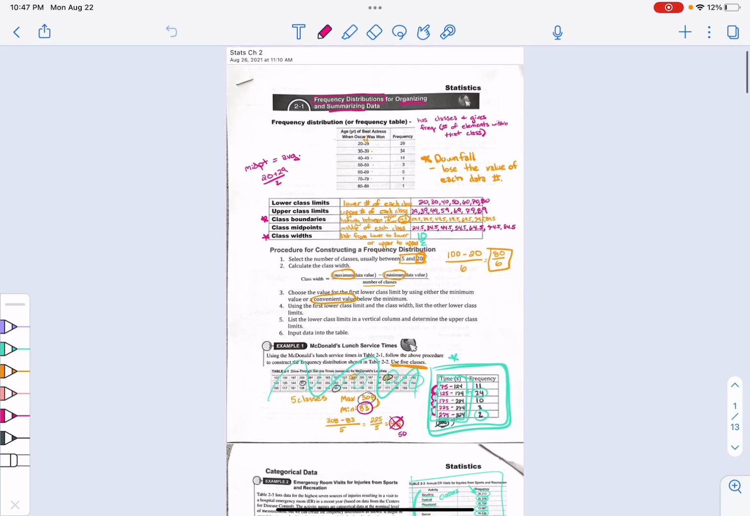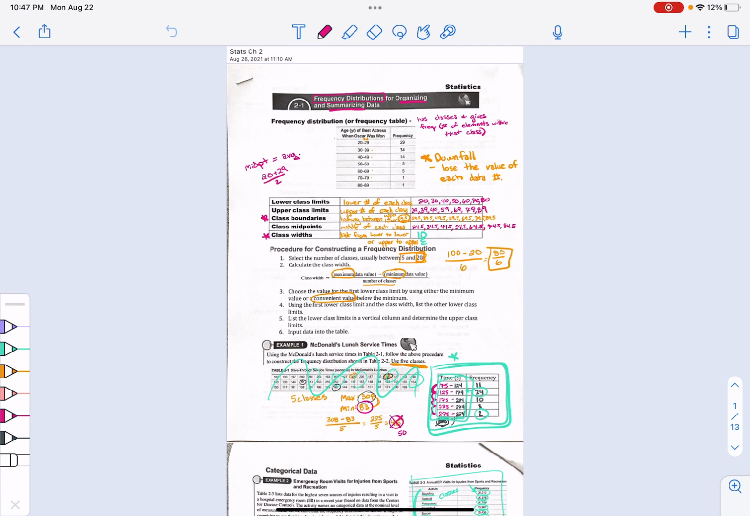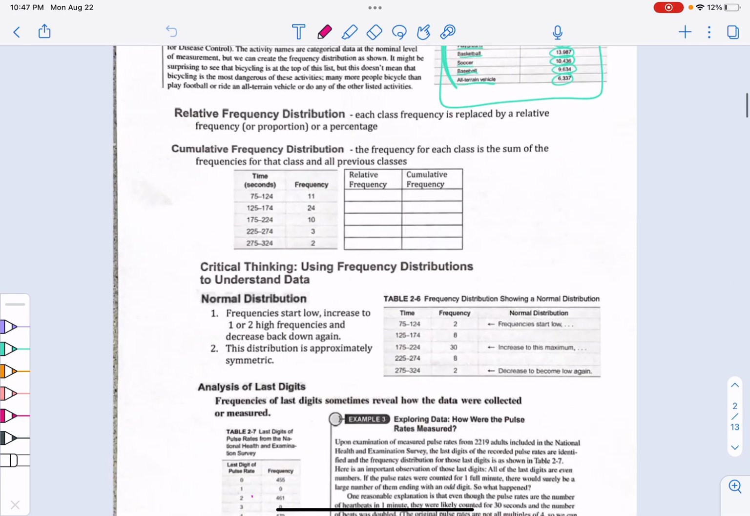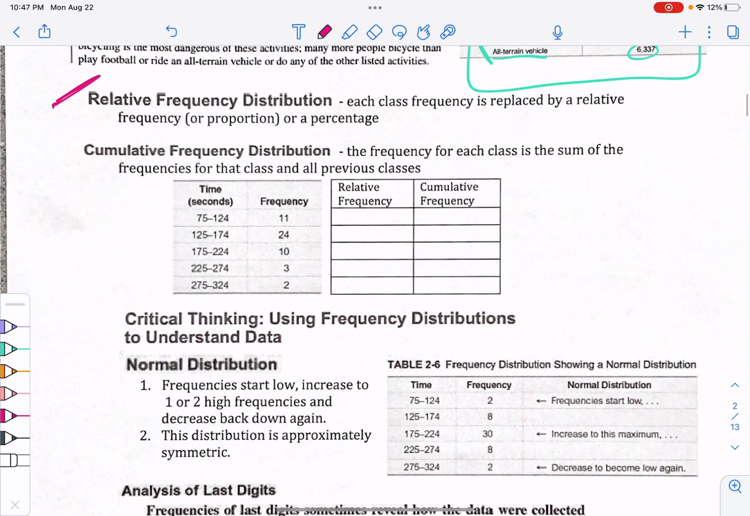Okay, stats. This is the second half of the notes for section 2-1. So you'll need this note sheet out, and we are on the second page, starting with relative frequency distributions. So get this note sheet out, and we will go through the second half of these notes, and then I'll give you time to work on your homework assignment.